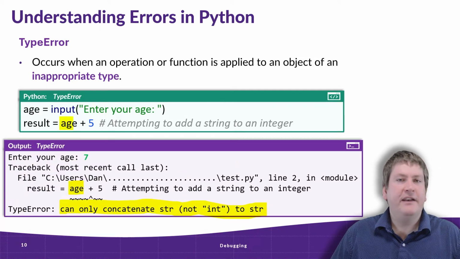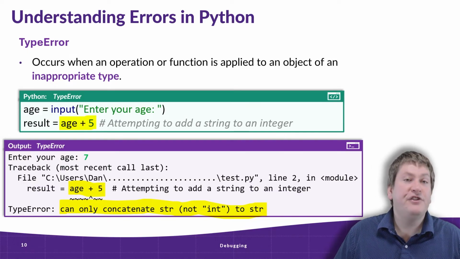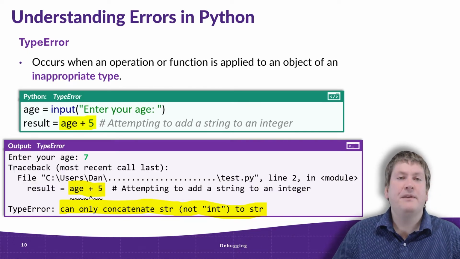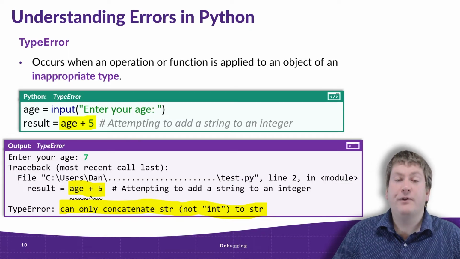Again, other than it saying line 2, the big hint here is the error message that says can only concatenate string, not int to string. And this is a fancy way of saying that you can't add an integer to a string. They have to be the same type. So if we wanted to fix this, we would have to convert that 5 to a string.